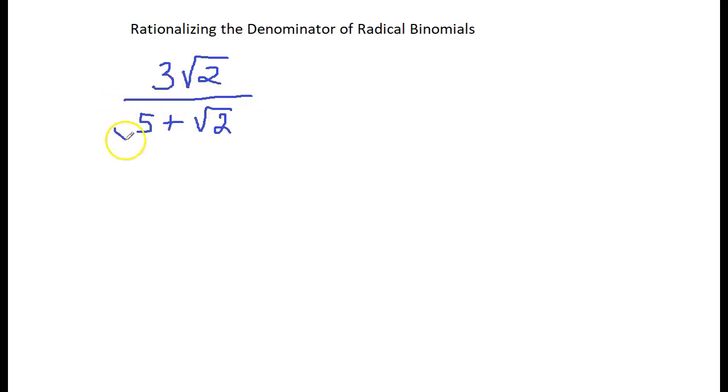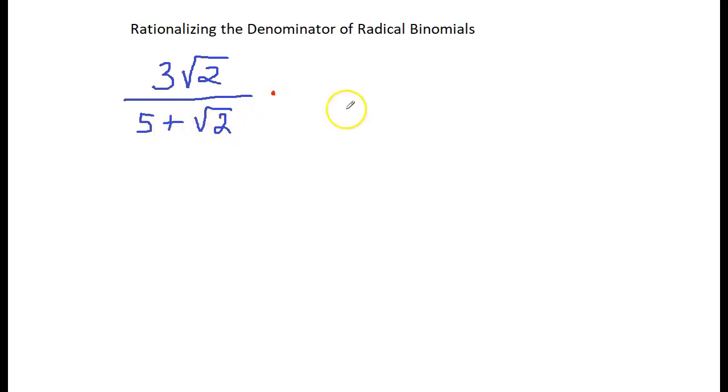This represents one number, okay? So you cannot, because of this plus sign, these are tied together. These cannot be just canceled like that. If this were 5 times the square root of 2, yes, you would be able to, but not because it says a plus.